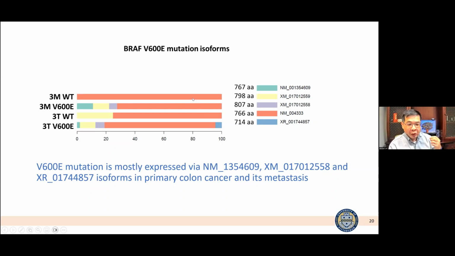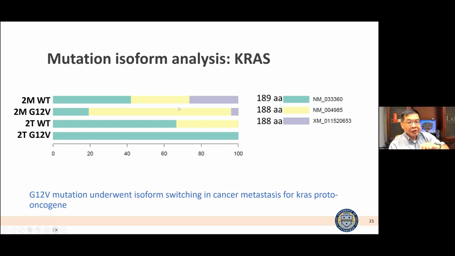Now another example where the mutant allele expression is different from the wild-type allele is RAS, which is opposite. You see, for the wild-type allele in the primary cancer sample, you have two isoforms. One is NM004985, and the other one is 33360. But in the mutant, there was only one isoform, which is somewhat opposite to the BRAF mutation.